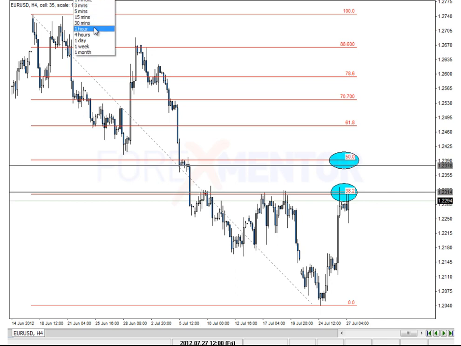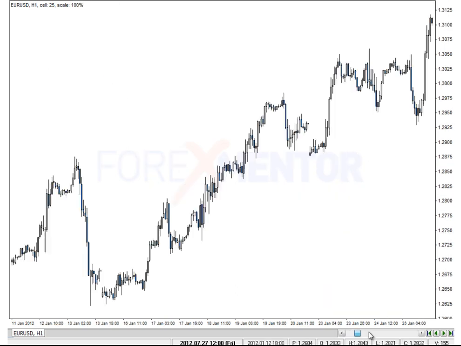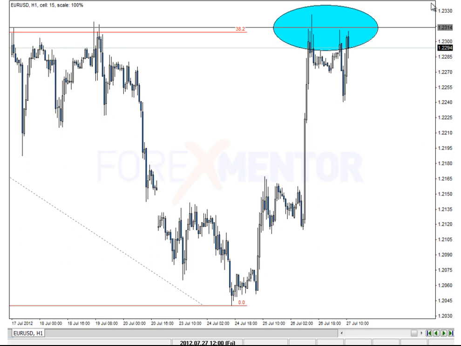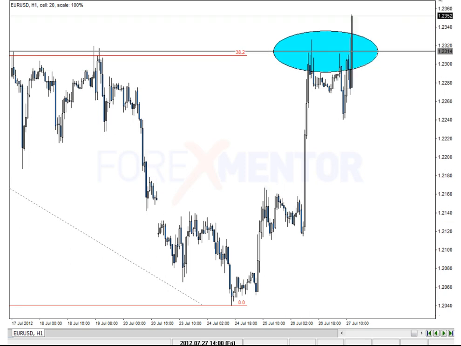And if we just have a look at the hourly chart here, we just step this forward, you can see price comes up to the area, stalls out. So these are the areas here, you see 38 and that resistance. These are the areas you're looking for those patterns.